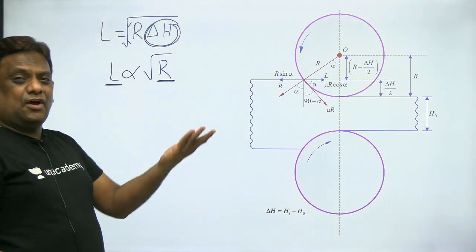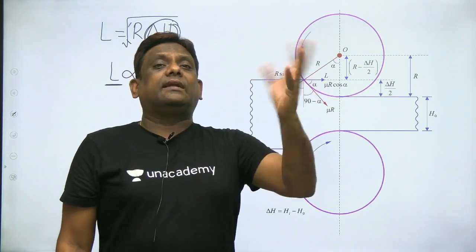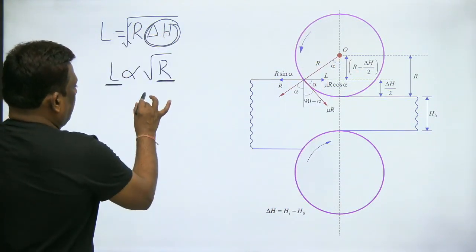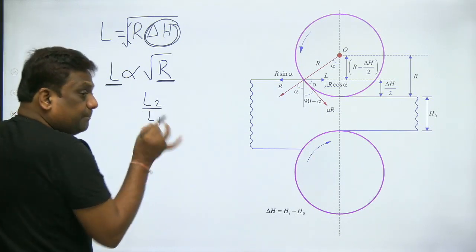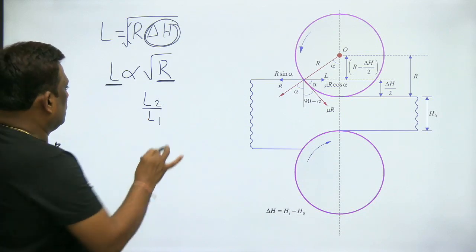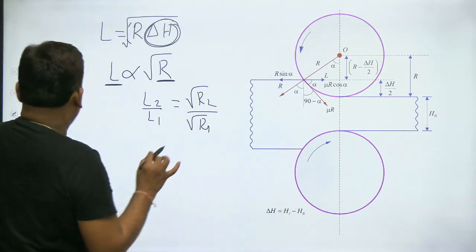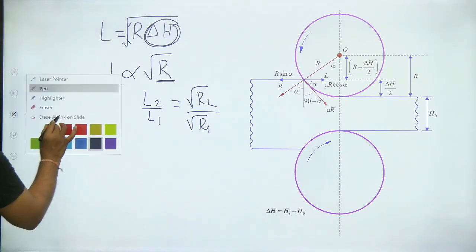There may be a possibility of a question. If the roll radius is increased from this to this, the contact length will change from this to this. So I can write L2 by L1, but this is for a given reduction in thickness. This can be written as under root of R2 by under root of R1. Let us try to understand this in a bit clearer manner.